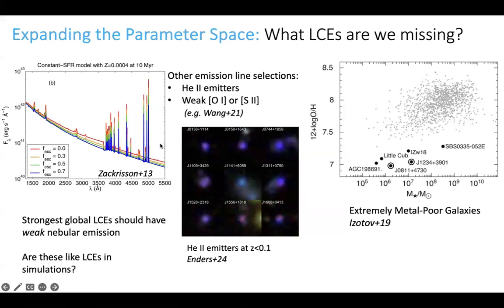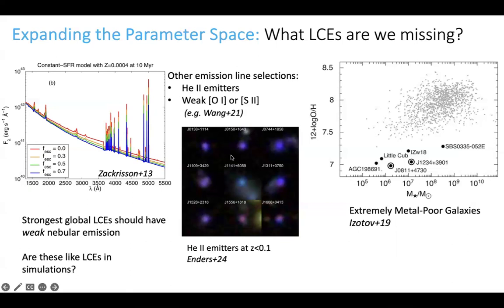There are other proposed ways of finding Lyman continuum emitters, such as selecting on helium-2 emission, which picks up galaxies with very hard ionizing radiation. This has been proposed as a Lyman continuum emitting population. This is a sample of helium-2 emitters at redshifts less than 0.1. We can't observe the Lyman continuum for galaxies at those redshifts right now. Or another selection has been proposed: we should look at really weak emission from lines that trace the neutral gas of a galaxy, such as O1 or S2. Those are also faint lines that are even tricky to get for our samples at redshift 0.3 and certainly hard to select on at those redshifts.